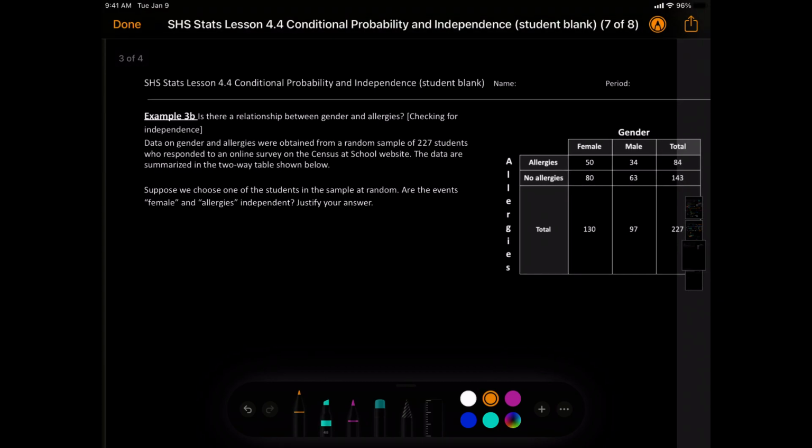Example 3b. Is there a relationship between gender and allergies? Remember, this problem is checking for independence. Data on gender and allergies were obtained from a random sample of 227 students who responded to an online survey at the Census at School website. The data are summarized in the two-way table shown below. Suppose we choose one of the students in the sample at random. Are the events female and allergies independent? Justify your answer.